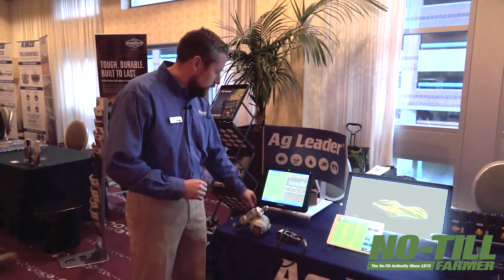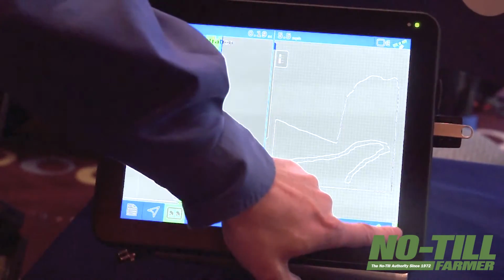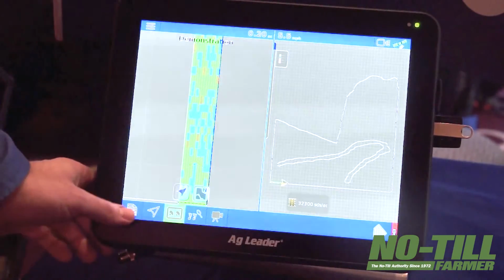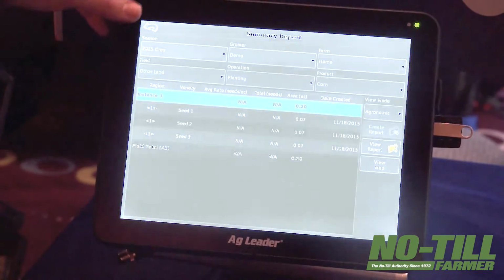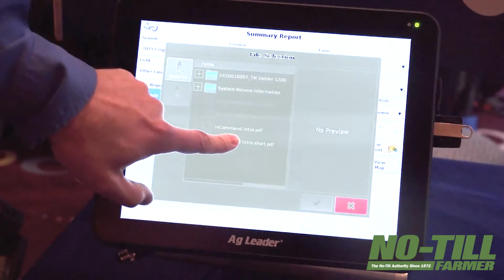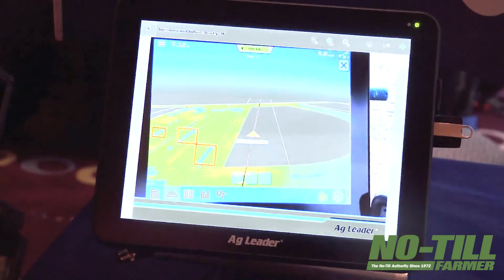Another example is by showing a split screen where we can show two different maps on either side of the screen. And a real valuable thing that we can show here is we can pull up maps from previous operations. And a good example of that is right here.